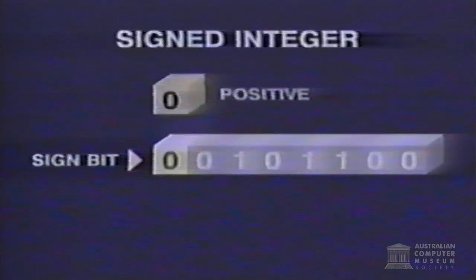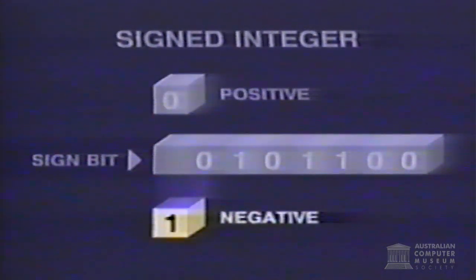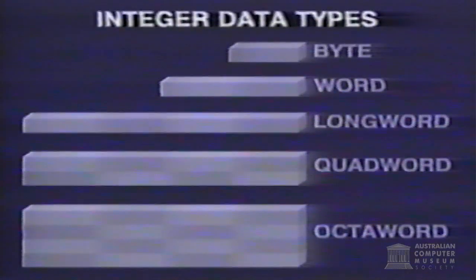A signed integer uses the most significant bit to indicate the sign. If the sign bit is 0, the integer is positive. Conversely, if the sign bit contains a 1, the integer has a negative value. 5 integer data types are available based on the size of the information unit used to represent the data. Integers can be stored as bytes, words, long words, quad words, or even octawords.